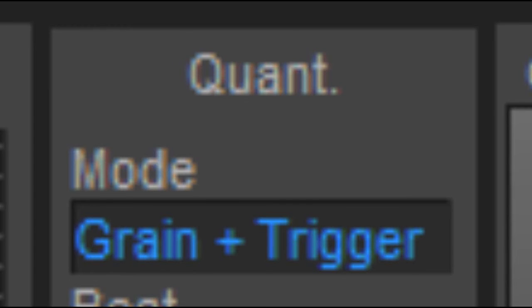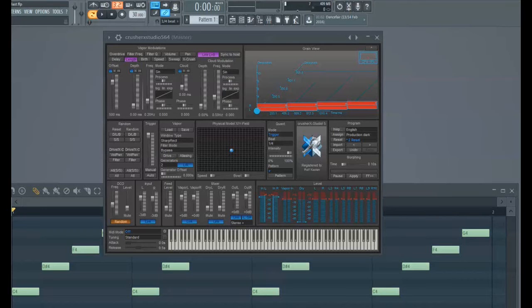Well, quantization mode, grain plus trigger at last. The grain length shall be 500 milliseconds again, what is one step, 1/16th note at a speed of 30 BPM. The quantization points are adjusted at every beat, every quarter note. I switch to grain mode and the auto button in the vapor window lights up. Auto trigger is activated. I don't want that now and switch auto off.